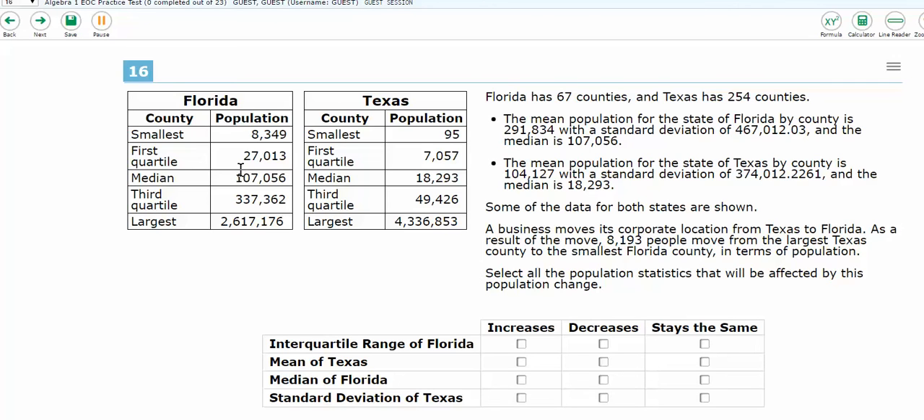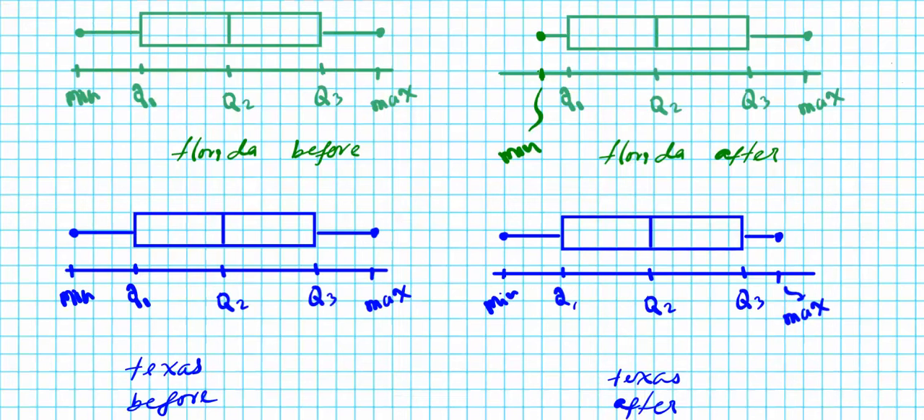And then if you take a look at these stats right here, you have the smallest, first quartile, median, third quartile, largest for Florida and Texas. So what impact does this move have on these statistics that are provided here, and also these statistical measures downstairs too? Okay, before we go ahead and solve the problem, I wanted to just give you a visual as to what's going on.